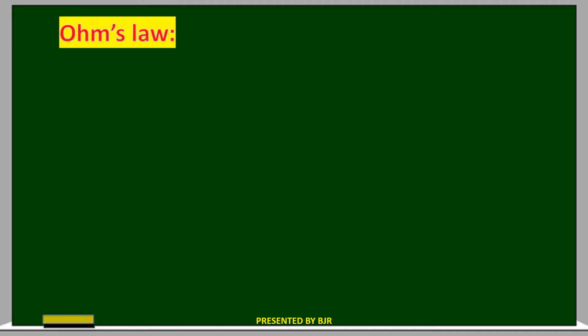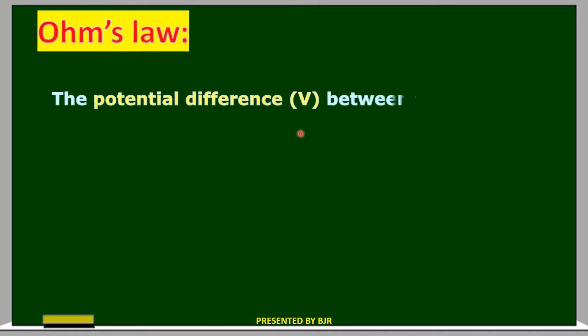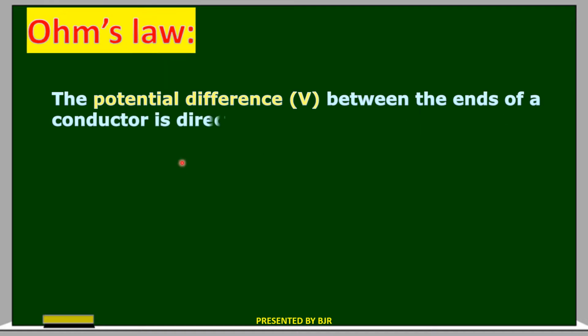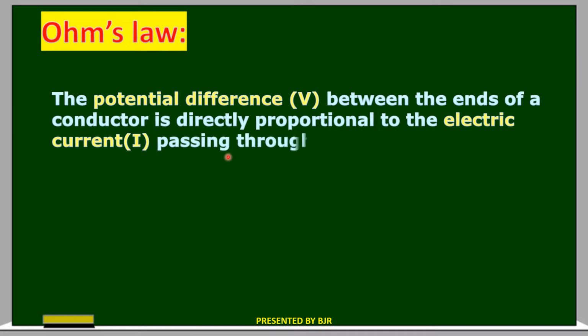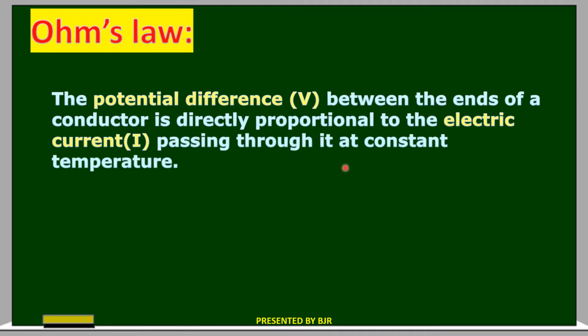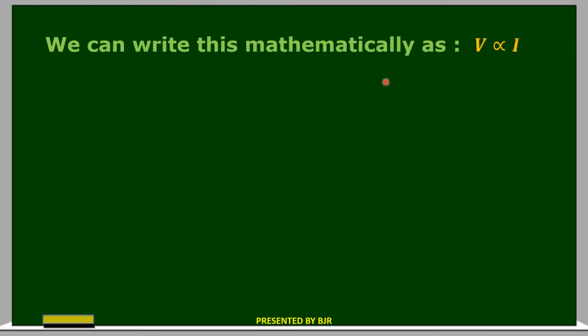Let us remind Ohm's law once again. See here, the potential difference, that is V, between the ends of a conductor is directly proportional to the electric current I passing through it at a constant temperature. We can write this mathematically as V is directly proportional to I. That is, when I is more, V is more. When I is less, V is less.